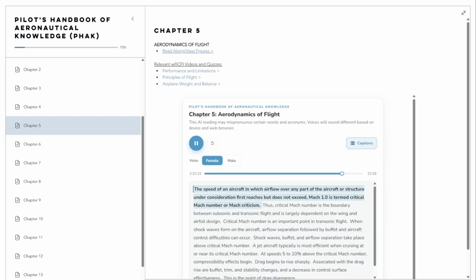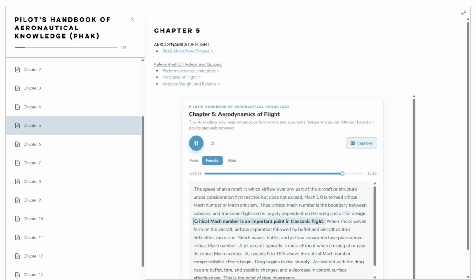The speed of an aircraft in which airflow over any part of the aircraft or structure under consideration first reaches but does not exceed Mach 1.0 is termed critical Mach number, or Mcrit. Thus, critical Mach number is the boundary between subsonic and transonic flight and is largely dependent on the wing and airfoil design. Critical Mach number is an important point in transonic flight. When shock waves form on the aircraft, airflow separation followed by buffet and aircraft control difficulties can occur. Shock waves, buffet, and airflow separation take place above critical Mach number.